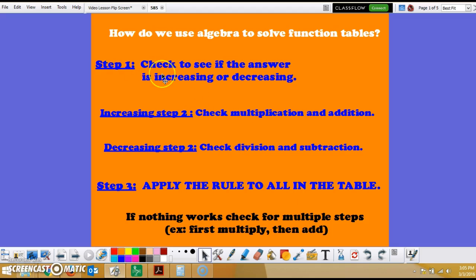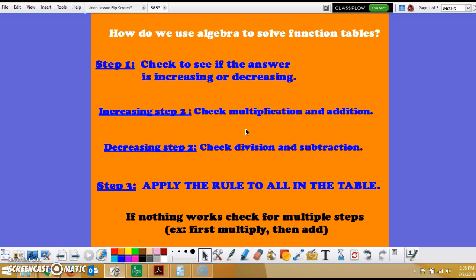First, you need to check and see if the rule is possibly increasing the answer or decreasing the answer. And then the difference is in step 2. If the answer seems to be increasing, that means the rule is either multiplication or addition. If the answer is decreasing, then the rule has to be either division or subtraction. So when you see if it's increasing or decreasing, you need to check with your calculator, is it multiplication or addition? If it's division or subtraction. And you can see if it's increasing or decreasing that it will cut your options in half.